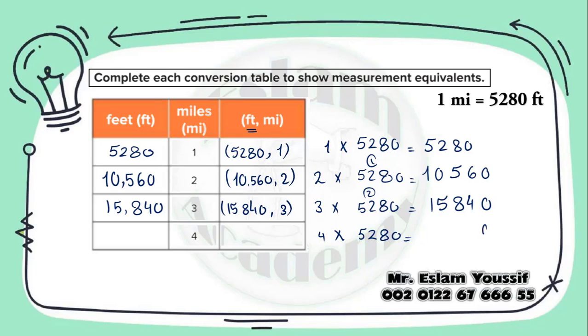4 times 0 equals 0. 4 times 8 equals 32. Write 2 and carry 3. 4 times 2 equals 8, plus 3 equals 11. Write 1 and carry 1. 4 times 5 equals 20, plus 1 equals 21. So the answer now will be equal to 21,120. So the ordered pair will be 21,120 and 4 miles. And that's how we can complete the table by converting between the units.